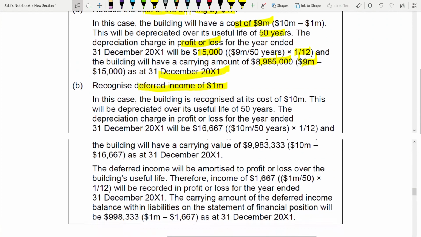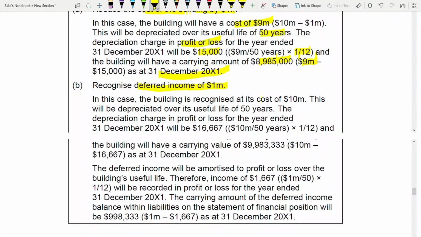If it is recognized as deferred income, the cost will be 10 million. It will be depreciated over 50 years. So 10 divided by 50, same, only for 1 month. This will be the depreciation. So carrying amount will be 10 million, not 9 million, minus that depreciation at 31st December 2001. Deferred income will be amortized to profit and loss over the building's useful life. Remember, when it's a deferred income, it will be amortized.